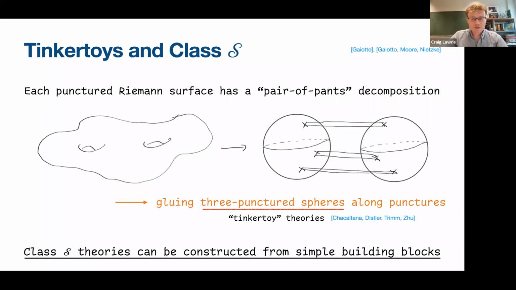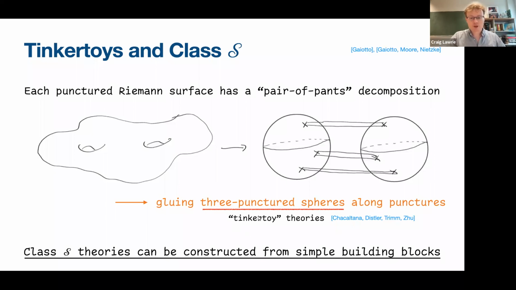More than this, each punctured Riemann surface has what's called a pair of pants decomposition. You can just imagine this by looking at this picture of a genus 2 surface and stretching it apart until it's just 2 balls connected by long, thin tubes. You can see that this thing and this thing are topologically equivalent. And so what you can do is take a collection of 3-punctured spheres and glue them along the punctures. Once you understand the 3-punctured sphere theories, and once you understand how to glue theories, you understand everything.